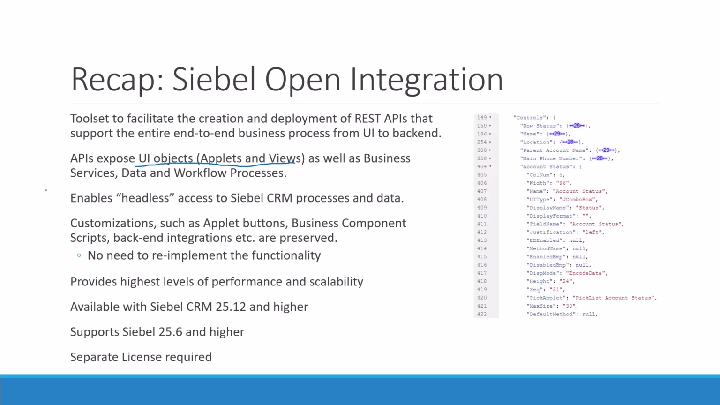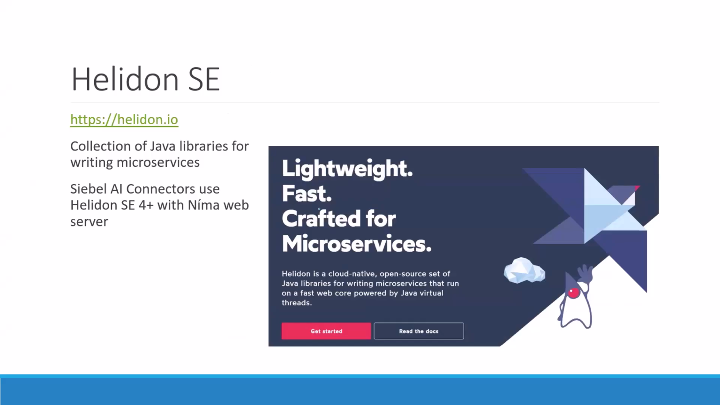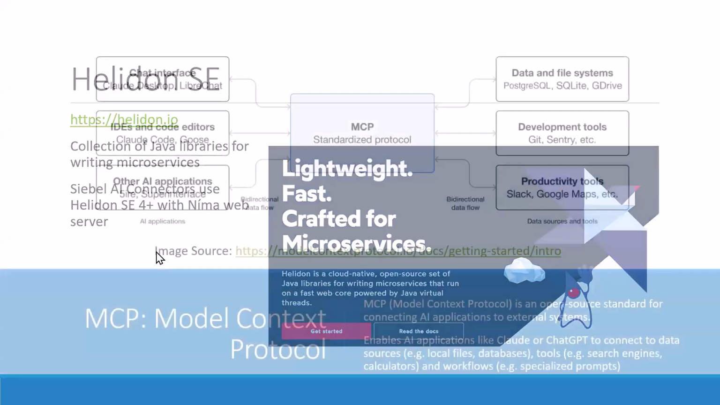And you don't have to do it directly. You can use, or you should use, the AI connectors. And as I mentioned, it's based on the open source Helidon SE microservice, which is basically Java libraries that allow you to write microservices. And the SE4 Plus, which is used with AI connectors, uses, for example, a very fast web server called Nima. And I got that completely from the official website. So that's how it works.